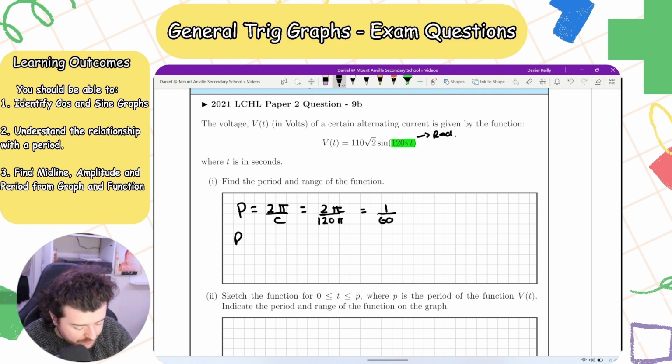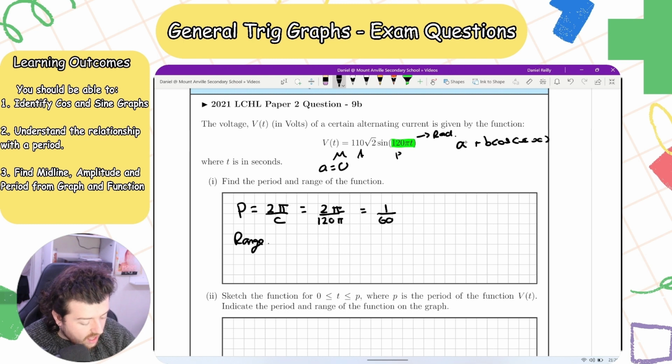Then the range. Remember, the range is just my maximum point and my minimum point. We're going to recall MAP: midline, amplitude, and then period. I know my amplitude is going to be 110 root 2, but I don't have anything for a midline. We use the function a plus b cosine c x, and there is no letter here that corresponds to a, so a is equal to 0. So my midline is 0.